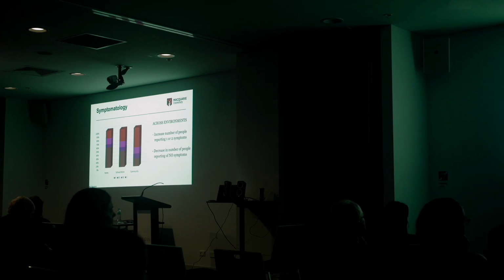So that dark maroon is no symptoms, that's a good colour that we want for this. And you can see that in the home environment, about 50% of people didn't have any symptoms, which is wonderful. But when we then move down to the community, it's a much lower proportion. It's not even 30% of people who don't have symptoms when they're out at the end of the day, if they've been out mobilising in the community.